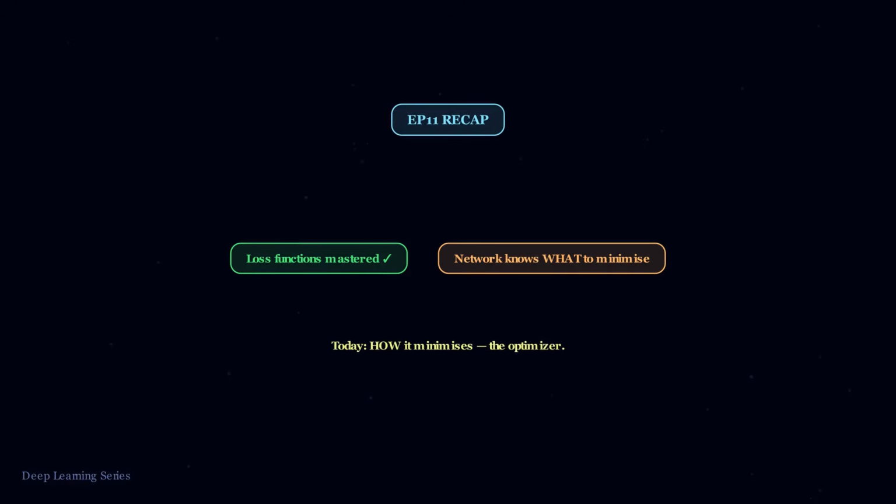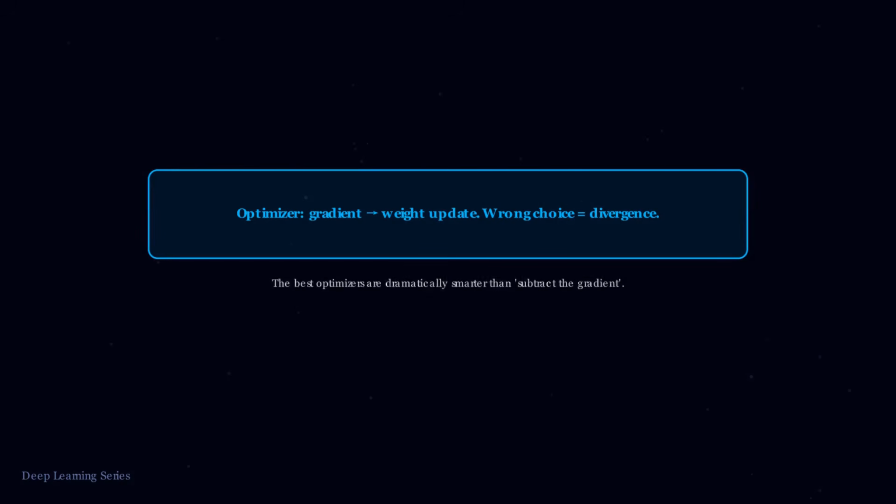Last episode, you learned every major loss function. Your network knows what to minimize. But knowing the destination is not the same as knowing how to get there. That's the optimizer's job. The optimizer takes the gradient that backprop computed and decides how to update every weight. The simplest version just subtracts the gradient. The best versions are dramatically smarter than that.